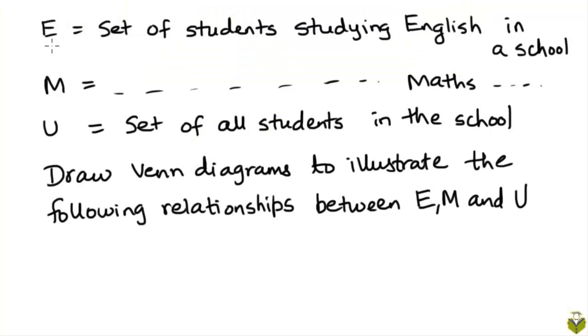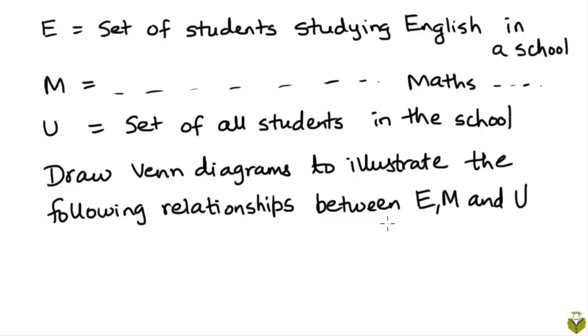We are given three sets E, M and U. E is the set of students that are studying English in a school. M is the set of students studying maths in the same school. And U is the universal set of all the students in the school. You have to draw Venn diagrams to illustrate the following relationships between E, M and U.